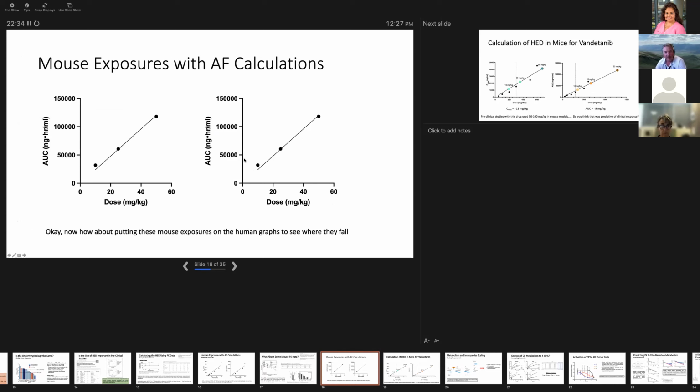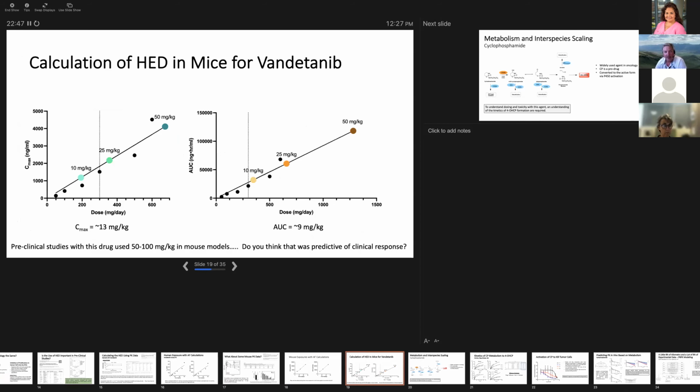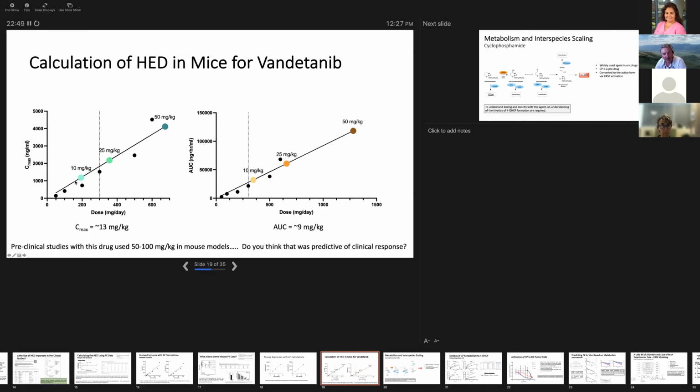One of these should be Cmax, one of these should be AUC. But you can see the exposure of the drug with dose we could do with the mouse. And the key here is then taking the human data and the mouse data and overlapping them. And here's the Cmax at 10 mg per kg for the mouse put on the human curve, and the AUCs at 10, 25, and 50.